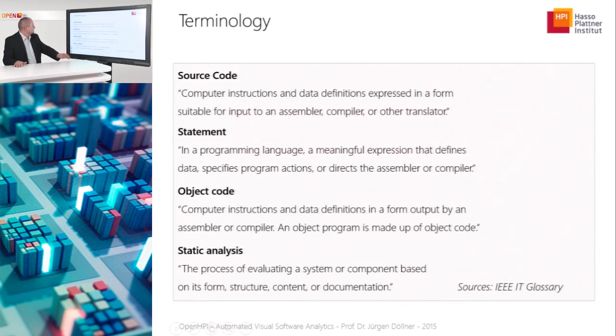Some terminology we have learned. Source code: computer instructions and data definitions expressed in a form suitable for input to an assembler, compiler, or other translator. Statement: sometimes used in a programming language, a meaningful expression that defines data, specifies program actions, or directs the assembler or compiler. Statements typically are the level where static source code analysis takes place. Object code: some tools are around that even analyze the resulting object code after compilation. And finally, static analysis: a process of evaluating a system or component based on its form, structure, content, or documentation.